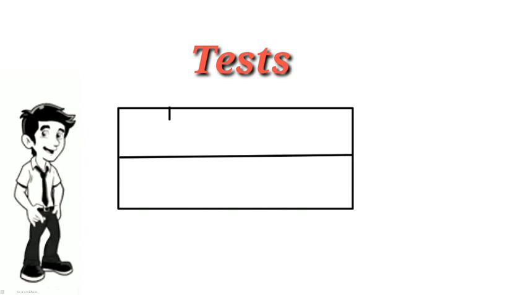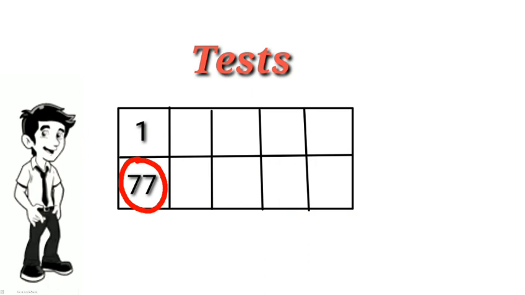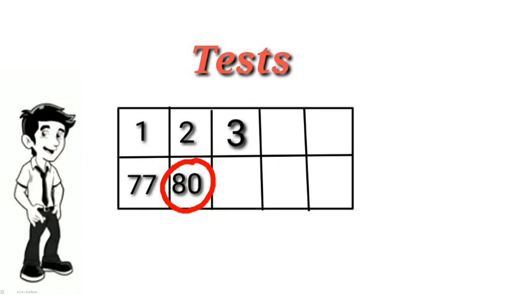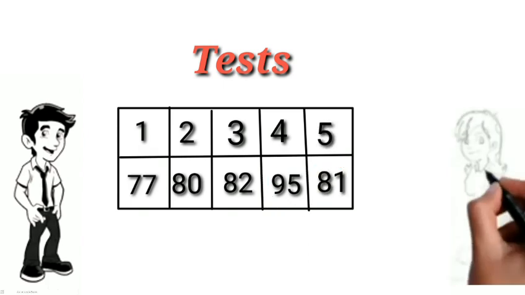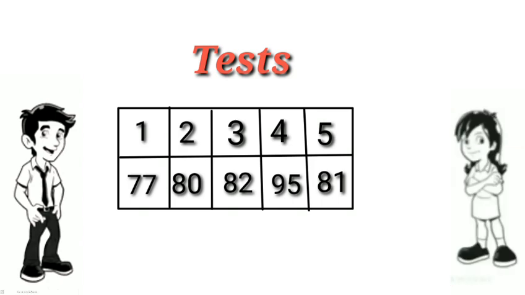Meet Zan. He has given 5 algebra tests this year and these are his scores. In the first test, he scored 77 and in the second one, 80. In the third test, 82. 95 in the fourth and in the fifth, 81. So one day, Sarah asked him about his performance in algebra.